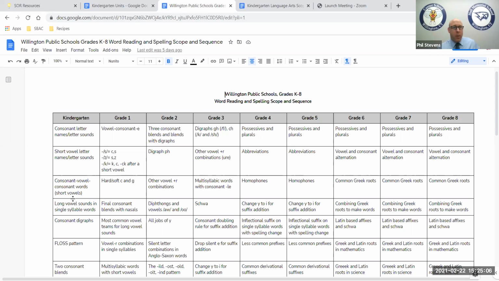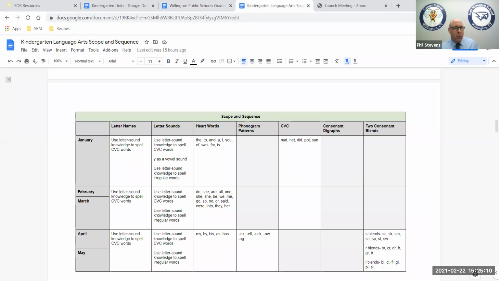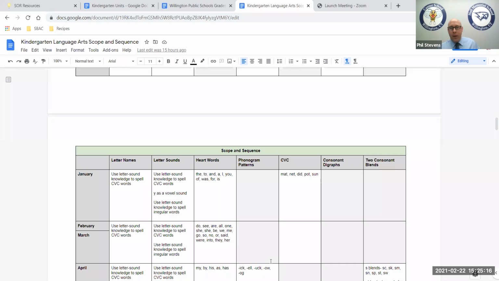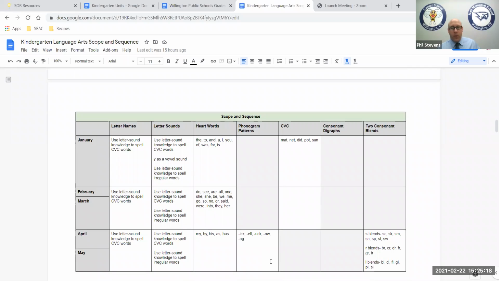Can you go back to the kindergarten page again? Yes. So basically everything in that vertical column on the last document is now spelled out on here. And this is the scope and sequence for all those skills that are here and what they're doing.